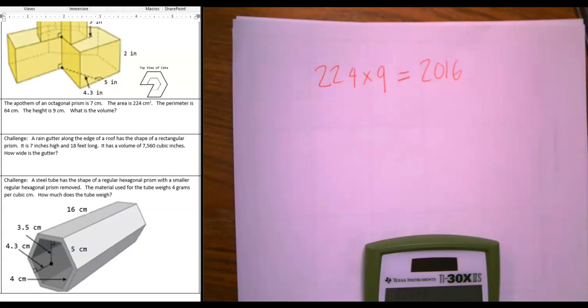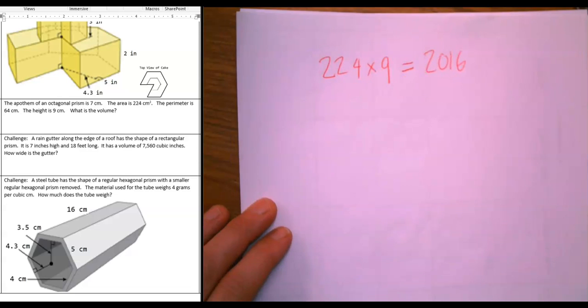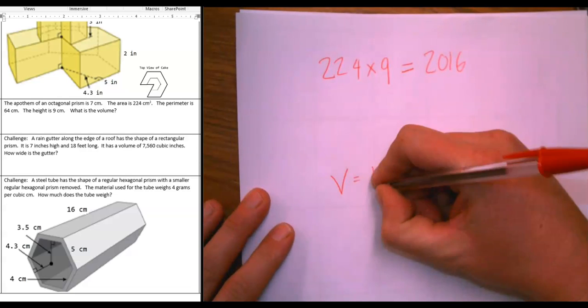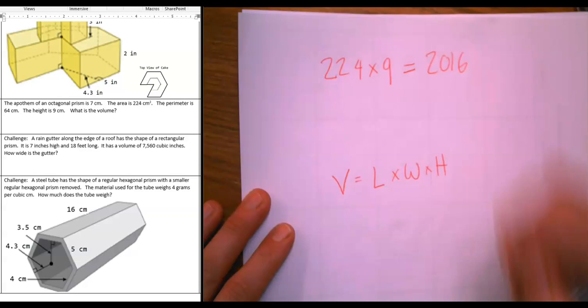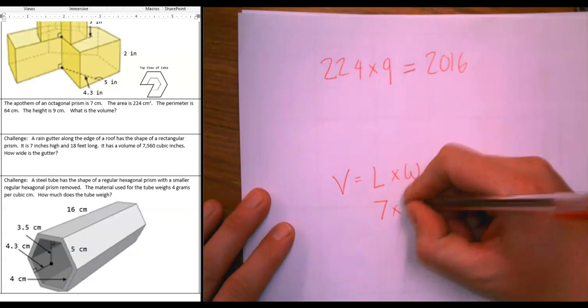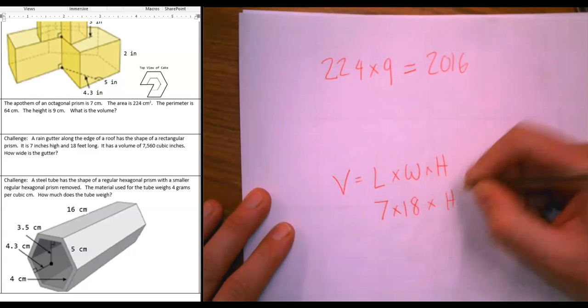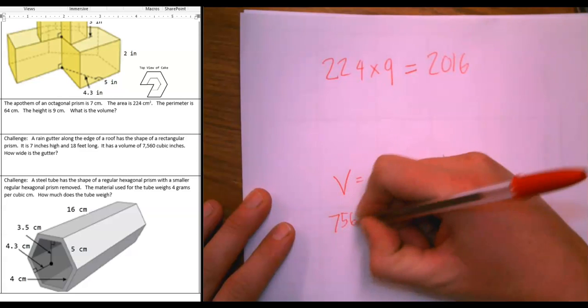Number 11, a rain gutter along the edge of a roof has the shape of a rectangular prism. It is 7 inches high and 18 feet long. It has a volume of 7,560 cubic inches. How wide is the gutter? So volume in this one would be length times width times height. 7 inches high, 18 inches long. We don't know what the width is, but we know the volume is 7,560.